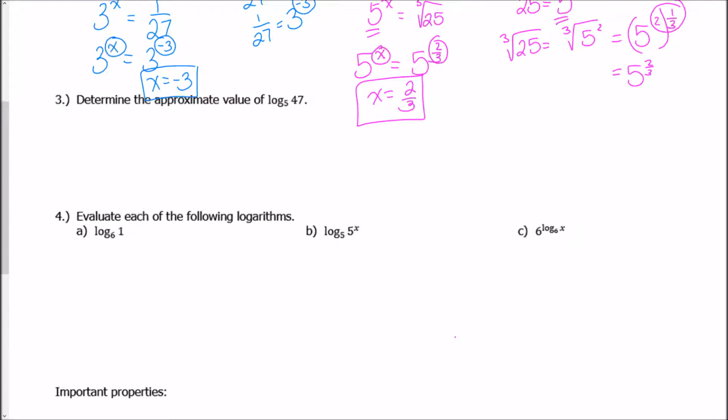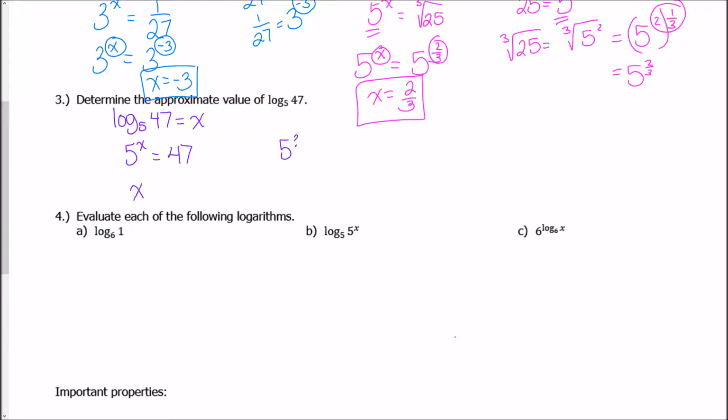All right, so question number 3 says to determine the approximate value of log base 5 of 47. So log base 5 of 47, I'm going to set equal to x. So I'm going to say 5 to the power of x is equal to 47. Now I need to know 47 is 5 to the power of what? So I don't know exactly what it's going to be.